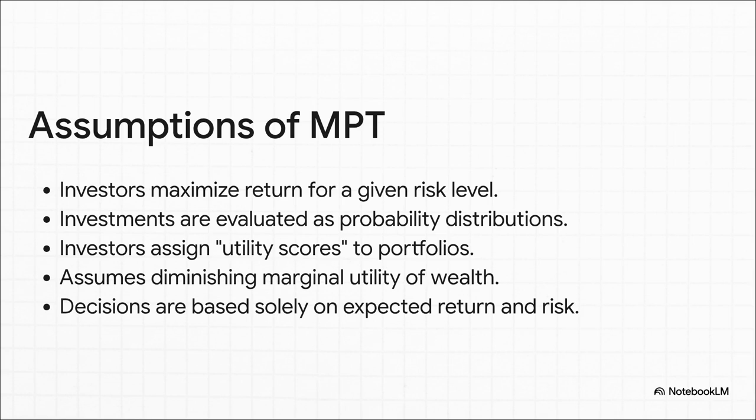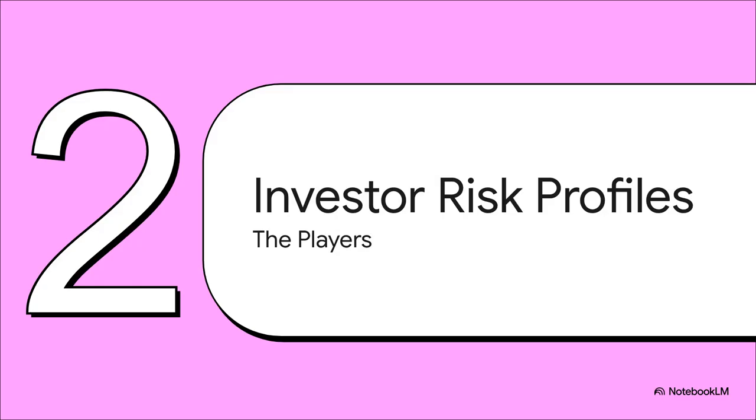And here's a huge one. It assumes that an extra dollar means way more to you when you're broke than when you're a millionaire. That's called diminishing marginal utility. So when it all boils down, every decision is based on just two things: the expected return and the risk involved. Now let's talk about who these investors are.